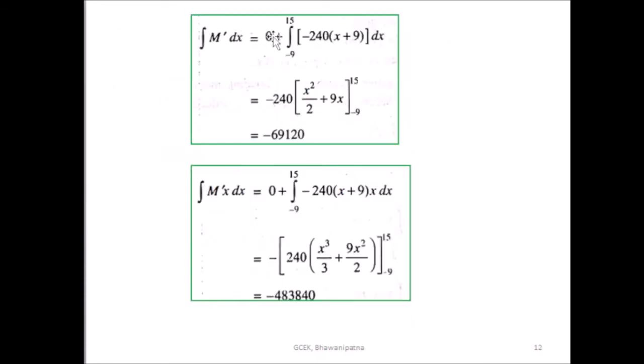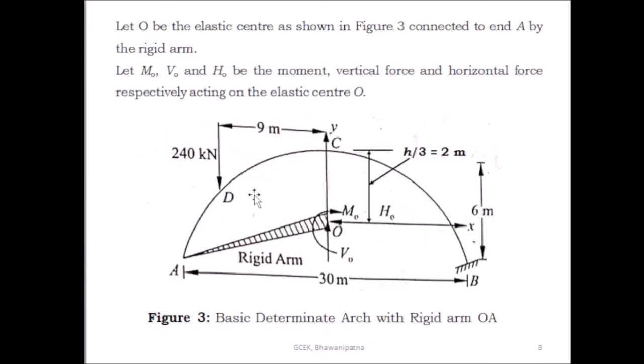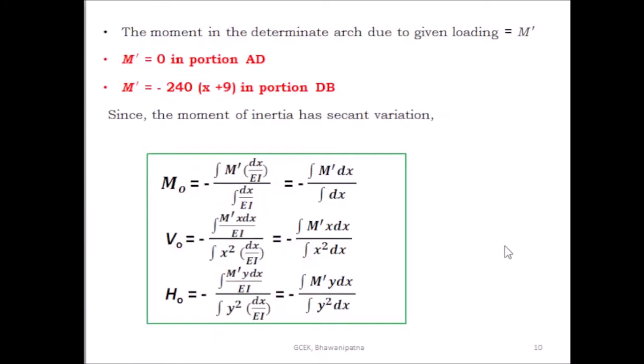Integration of m dash dx: for the AD portion the moment is 0, plus for the BD portion the integration limit is from minus 9 to 15. Here this is the origin, x axis, and this is the y axis. This is the negative side of the x axis, so this length is minus 9, and on the positive side of the x axis it is plus 15. So you take the integration limit from minus 9 to 15 for the BD portion.